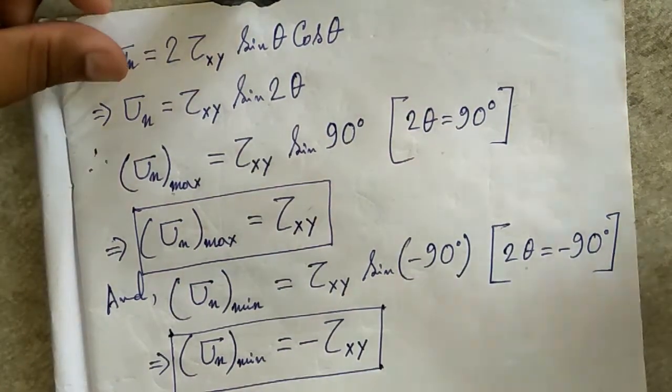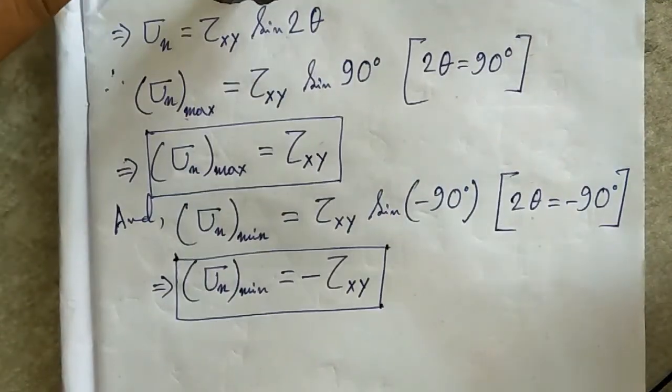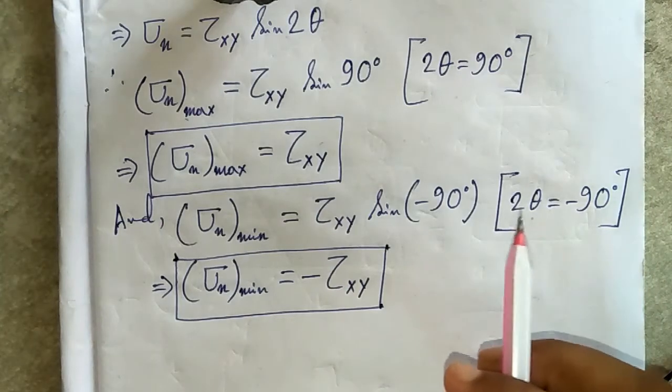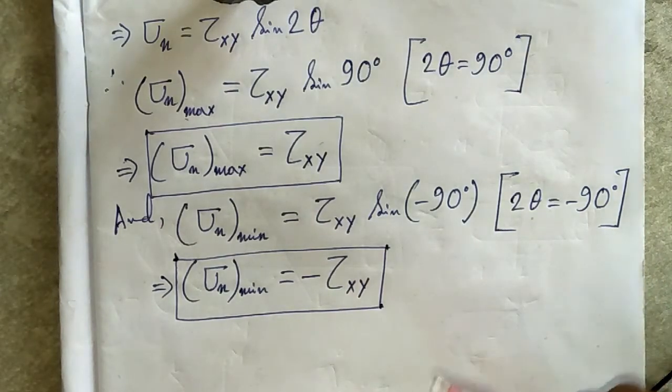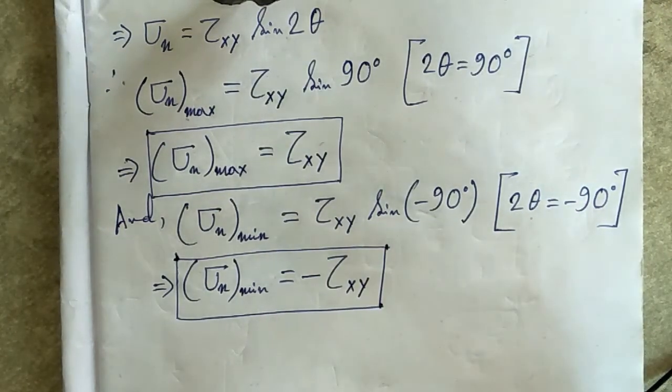The significance of this maximum and minimum is that in case of tensile stress, sigma n max equals tau xy, and in case of compressive stress, sigma n min equals minus tau xy. In other words, a case of pure shear is equivalent to direct tensile stress and direct compressive stress acting perpendicular to each other.